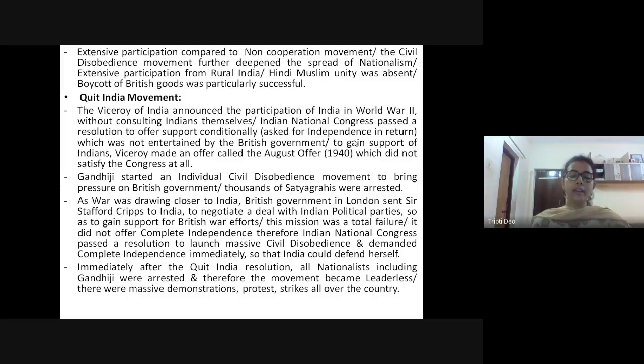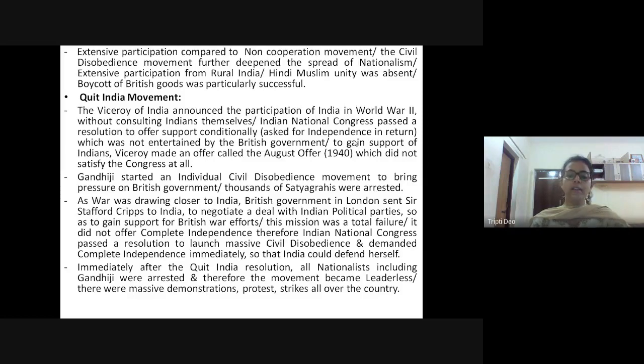So Gandhi started the individual disobedience movement to bring pressure on the British government, and thousands of Satyagrahis were arrested. So when I say individual disobedience movement of Gandhi, it means that every individual would be following the methods of civil disobedience.